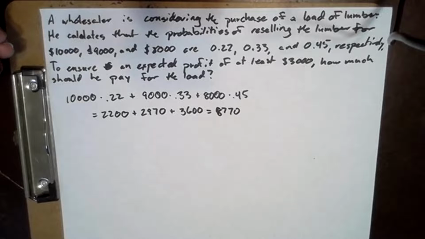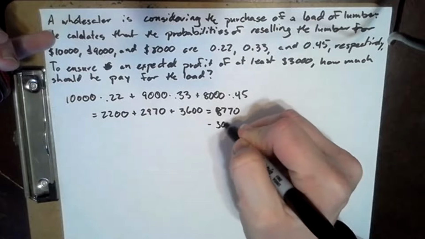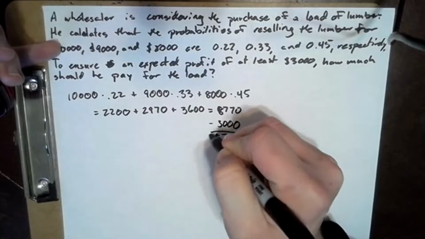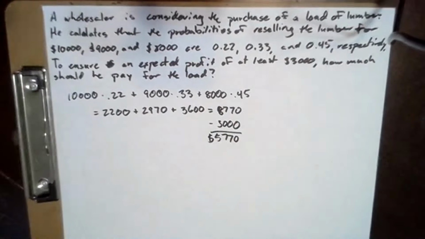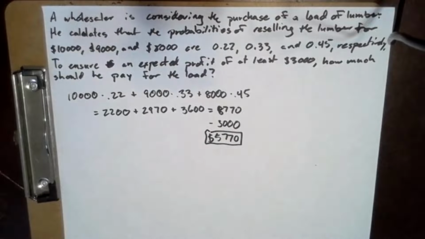If he wants an expected profit of at least $3,000, we subtract $3,000 from this and get $5,770. He should not pay more than $5,770 for the lumber.